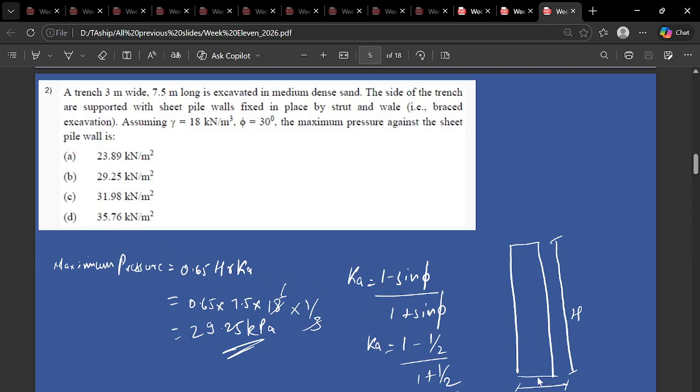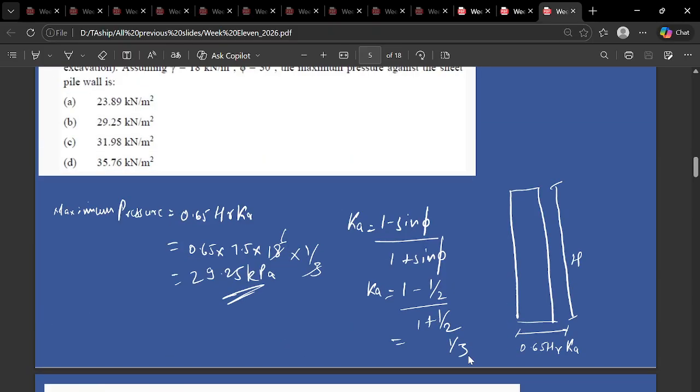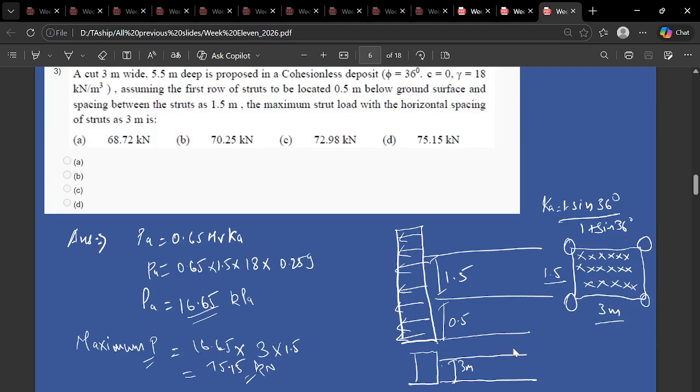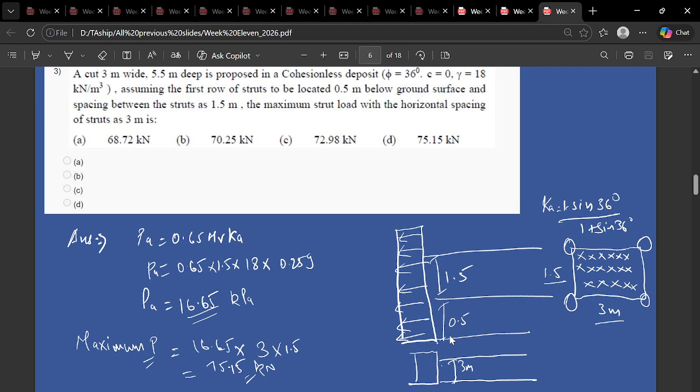So let's say at the base it's 0.65 H gamma K. So that will basically tell how much is the width of the apparent pressure diagram, and we can basically calculate what is the maximum pressure. Yes. Again, these are based on our apparent pressure diagram. So here you have been asked how much is the maximum strut load with the horizontal spacing.